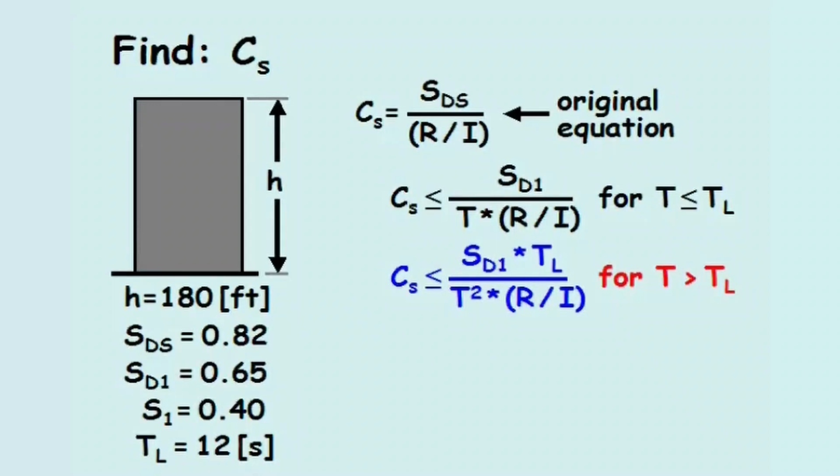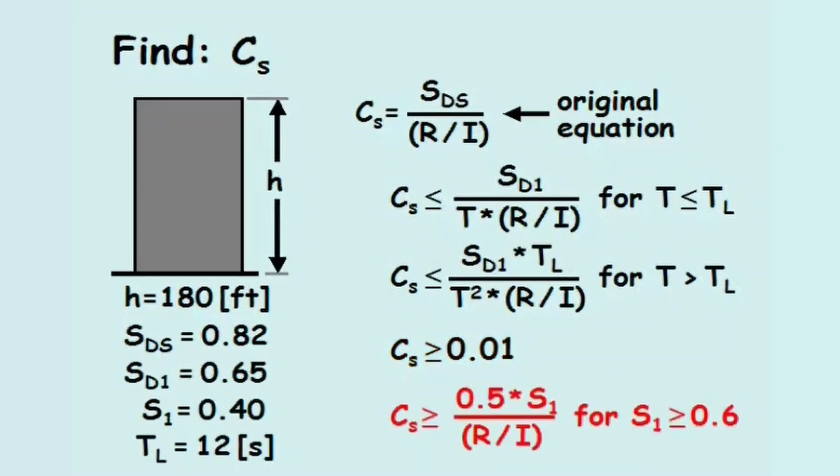Furthermore, the seismic response coefficient has a lower bound of 0.01, as well as a lower bound of 1/2 S1 divided by the quotient R divided by I, which only applies when the 1 second maximum spectral response exceeds 0.6 G.